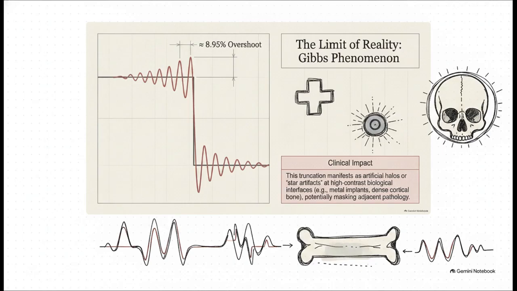Clinically, this overshoot literally manifests as artificial halos or star artifacts right near high-contrast interfaces, like dense cortical bone or metal implants. And the scary part? These artifacts can actually mask real adjacent pathology from a diagnosing doctor.